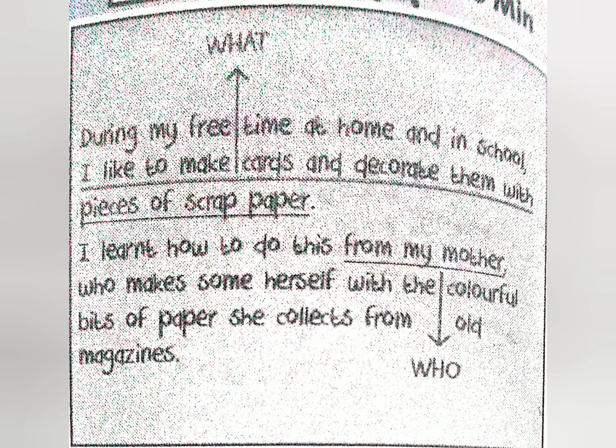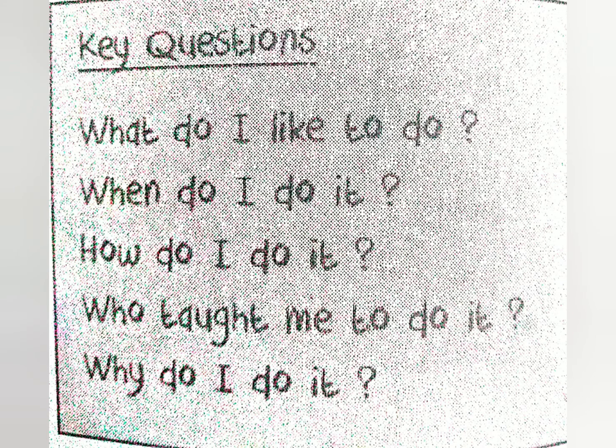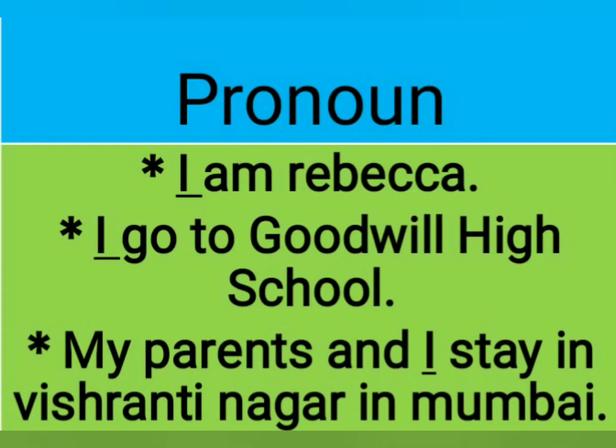What does Rebecca like to do? When does she do it? Who taught her to do it? Why does she like to do it? The first paragraph introduces the character and the hobby. The second paragraph tells us when she does the hobby, with whom she does it, and who taught her to do it. The third paragraph tells us how it makes her feel and why she likes it. A personal narrative should follow the key questions that we have learned. It is different from other stories as it is written by the main character himself or herself.